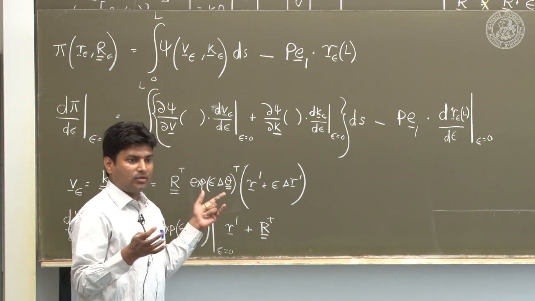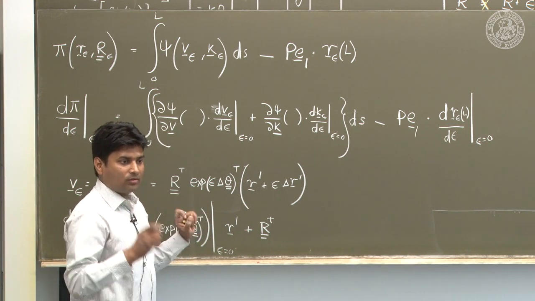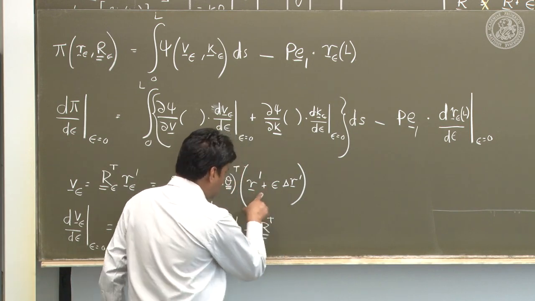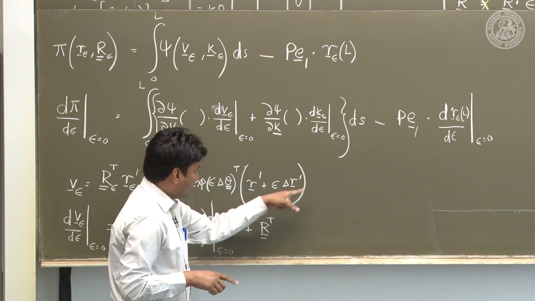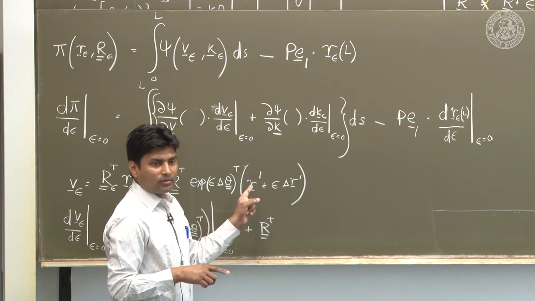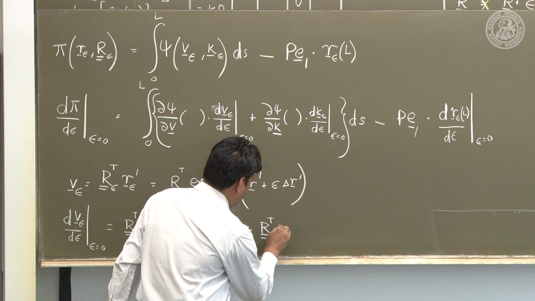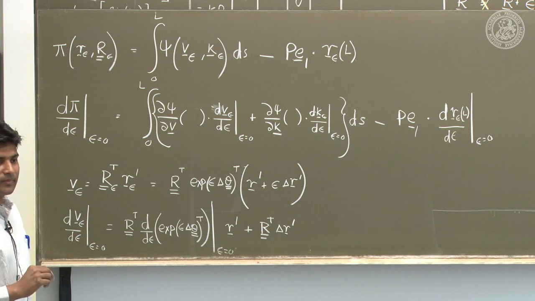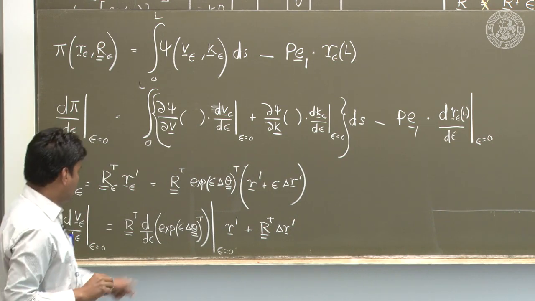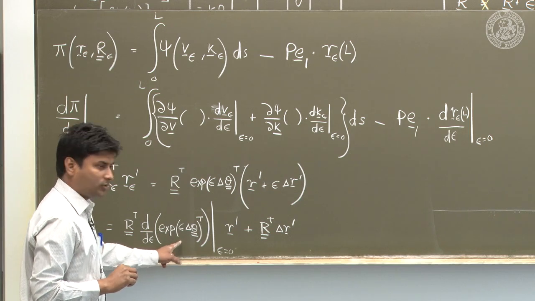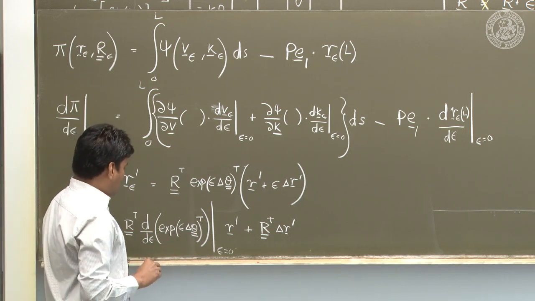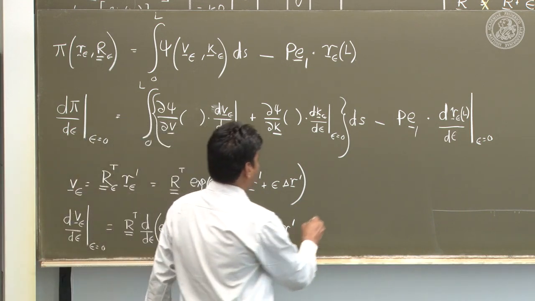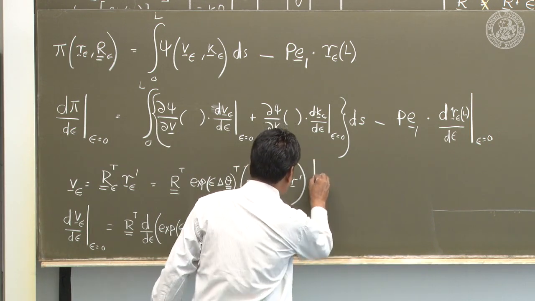Exponential of 0 is identity, like e to the power 0 is 1. So the exponential of a zero matrix is identity. So you get an identity here multiplied with d by d epsilon of this thing, which is simply delta r prime. So what is this then? This again we have to find out. Maybe we can work it out over here.